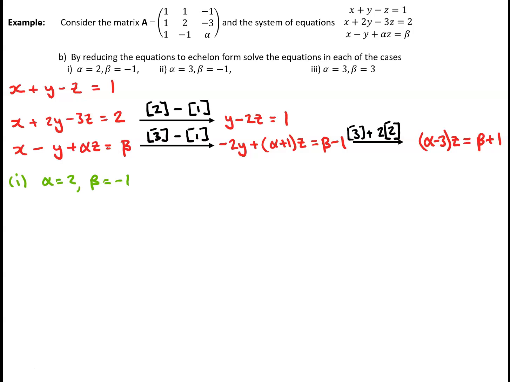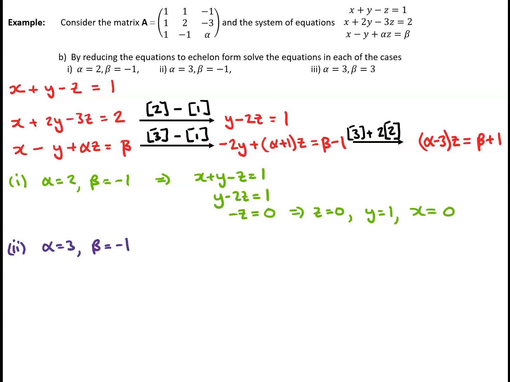So in the first case, if alpha equals 2 and beta equals minus 1, then my echelon form is x plus y minus z equals 1, y minus 2z equals 1, minus z equals 0. So going back through that, I've got z equals 0, and if z equals 0, I've got y equals 1. And back to the top equation, if y equals 1 and z equals 0, then x is 0. So I've got the solution x equals 0, y equals 1, z equals 0.